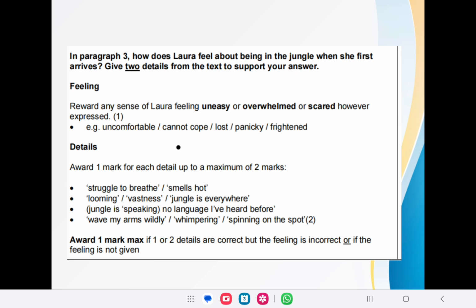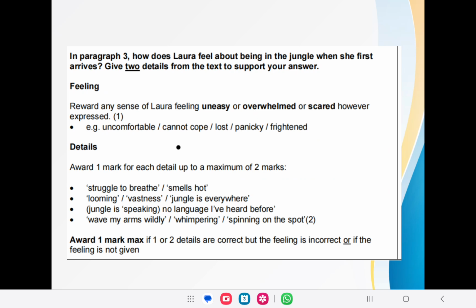If I can recall, there was one child, I think she was a girl, who had written that she was confused. And when I was checking the answers, the details that she wrote were that she struggled to breathe. Now, if you are confused and you are writing struggle to breathe as evidence of confusion, they don't go with each other.